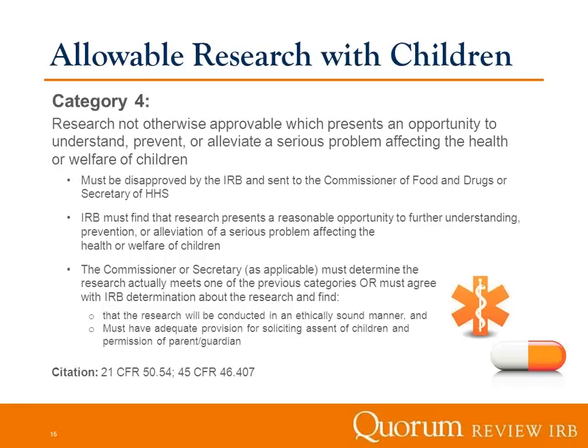And they have to determine that the research either meets one of the first 3 categories, so the IRB essentially got it wrong, and in fact it does meet category 1, 2, or 3 that we were just talking about, or they must agree with the determination that it doesn't meet any of those categories, but it does present this opportunity, as we've discussed, and they have to make a finding that the research will be conducted in an ethically sound manner. And again, we have this requirement that they have to find that there's an adequate provision made for soliciting assent and permission of the parents.